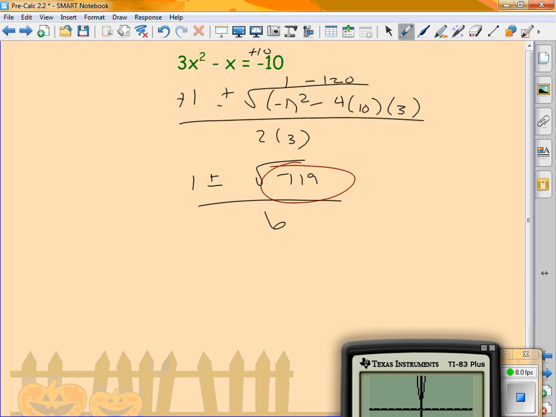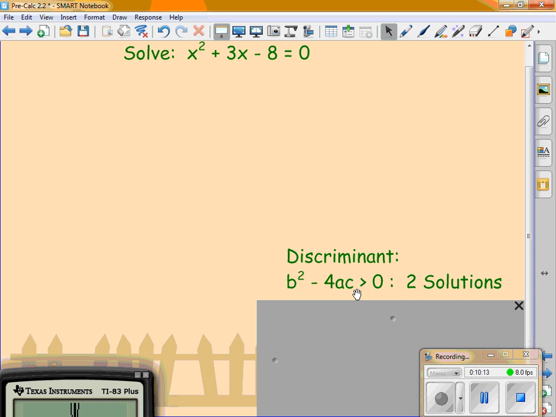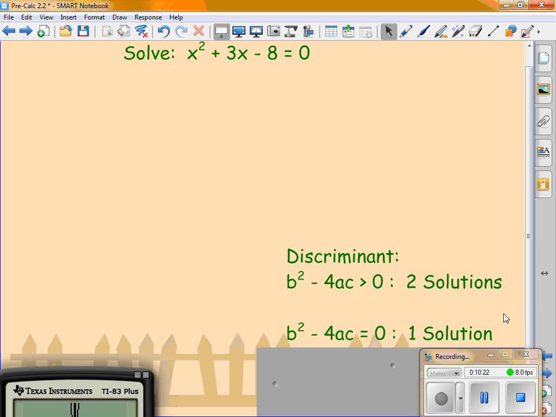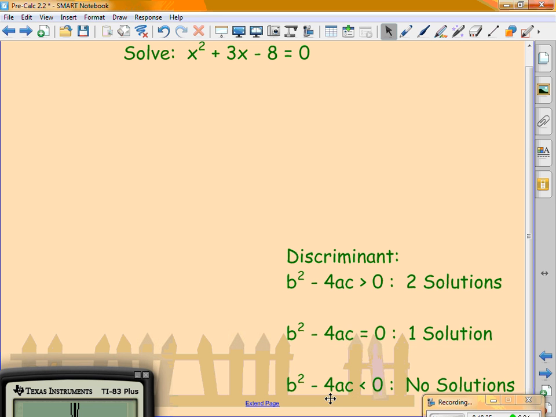What's this called right here? Do you remember? What is the inside of that square root called? It's called the discriminant. If the discriminant is greater than 0, you have 2 solutions. That meant you just had a positive number. If it's equal to 0, you have 1 solution. It's just you have 3 plus or minus 0 all over 2. If it's less than 0, you have no solution. Discriminant is just what's on the inside of that square root.